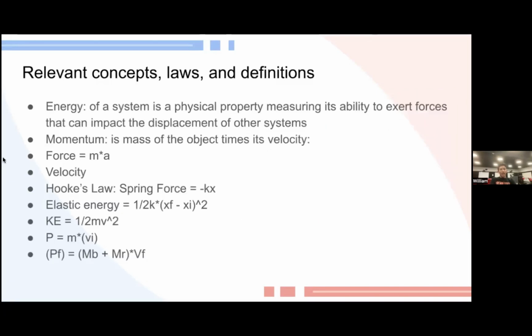Some of the concepts and definitions that we use in this problem. Energy of a system is a physical property measuring its ability to exert a force that can impact the displacement of another system. We are also looking at momentum, which is the mass of the object times its velocity. We are also using Hooke's law, which is spring force equals negative spring constant times its distance. Then elastic energy is 1/2 spring constant times its change in X squared. We are also looking at kinetic energy, 1/2 mass times velocity squared, as well as potential energy.